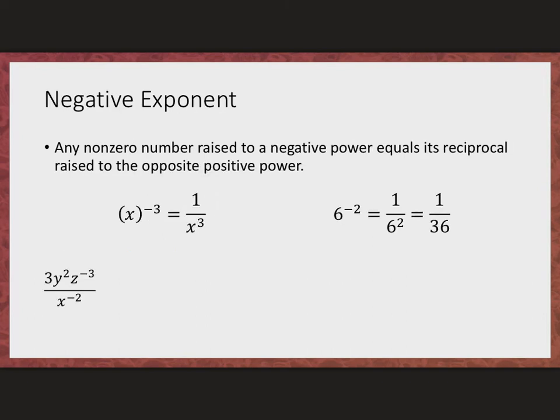Now, the trickiest of all the properties is the negative exponent property. And this one states that any non-zero number raised to a negative power equals its reciprocal raised to the opposite positive power. A lot of words there to trip yourself up. This is how I like to think of it.